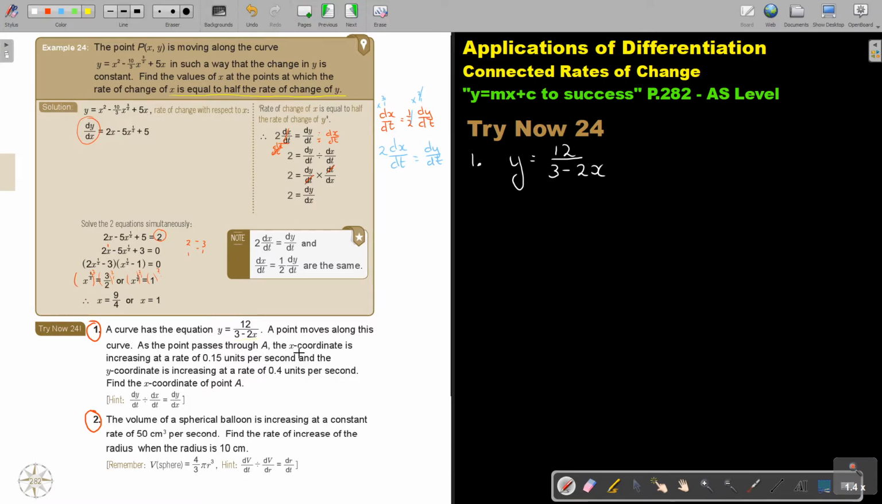As the point passes through A, the x-coordinate is increasing. Okay, take note, it's the x-coordinate, per second. And the y-coordinate is increasing per second. Okay, and then you're going to find it. There I gave you a hint also. Okay, but again, it's first working on two sides. And before I cut to the other side, I'm going to differentiate here. Maybe I can just get it ready to differentiate.